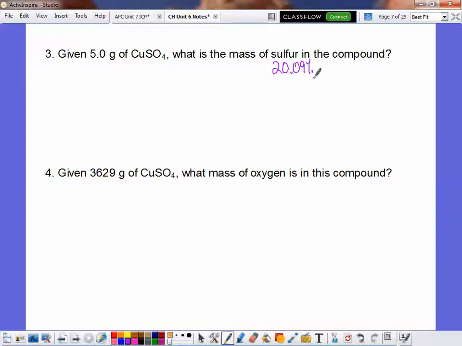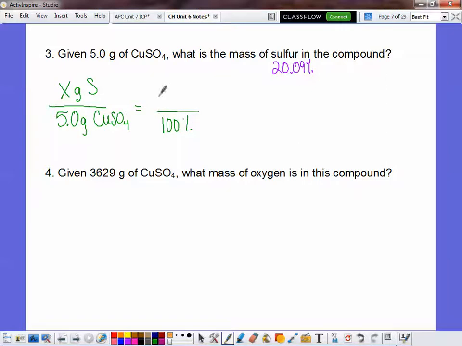So there's actually 2 ways to do these problems, and we have 2 problems. So I'm going to show you one way, and then I'm going to show you the other way. The first way I'm going to do it, set up like a proportion or a ratio. So we want to know the mass of sulfur, so X grams of sulfur in the whole compound. The whole compound is 5 grams. And I just calculated in number 2 that in 100% of the compound we had 20.09% sulfur.